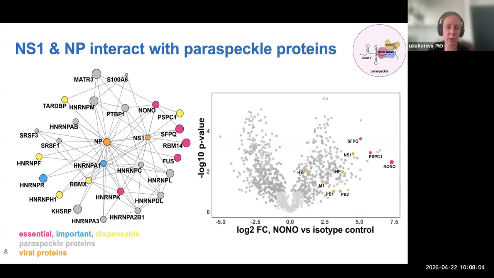We first, of course, cross-validated this. We just did a native IP and could see that indeed this protein here, NONO, we could pull down its known interaction factors, but also NP and NS1 were among the most enriched proteins.